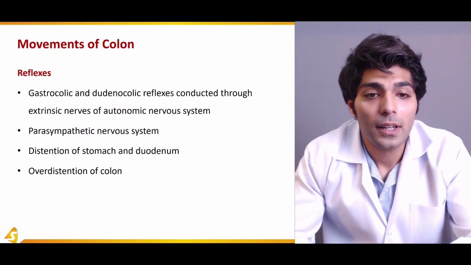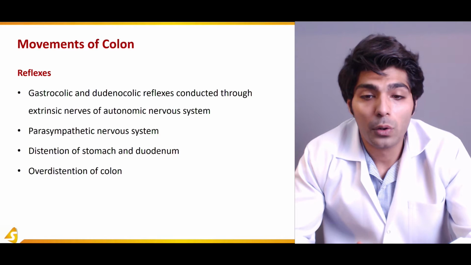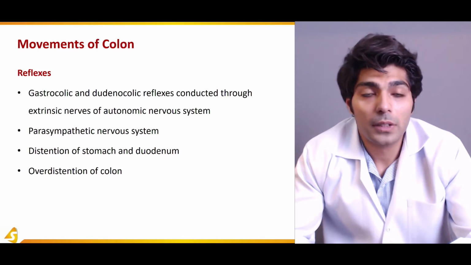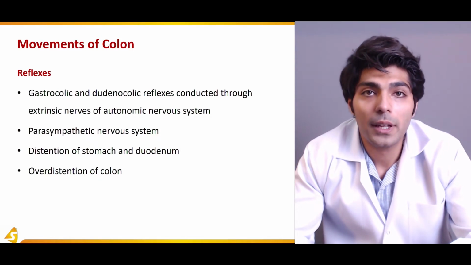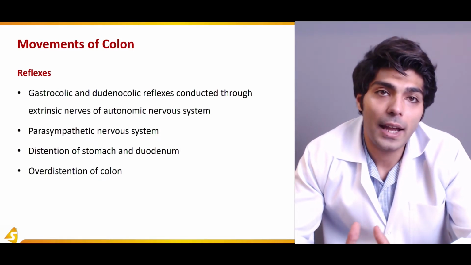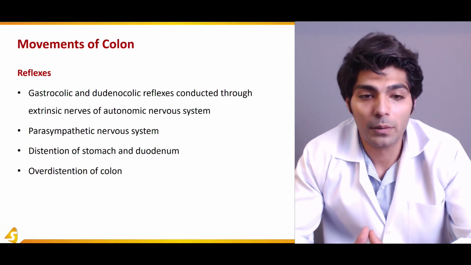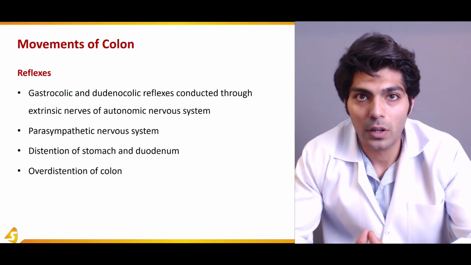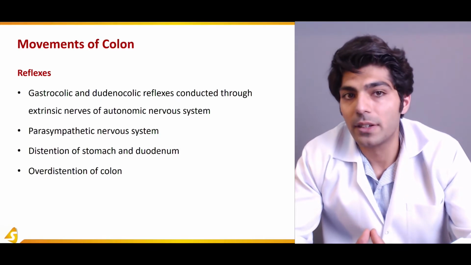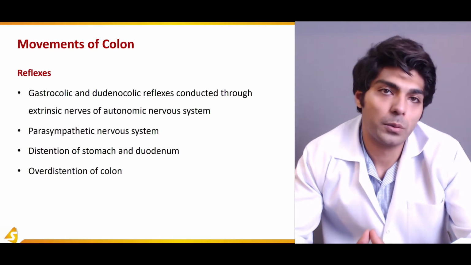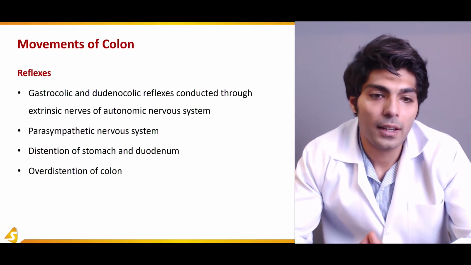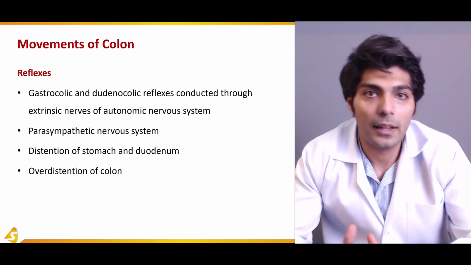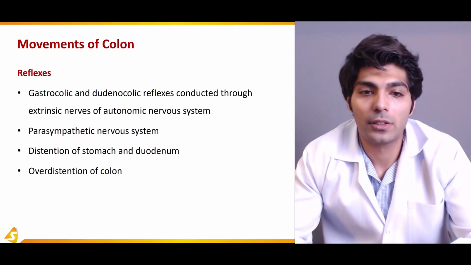Now the reflexes, gastrocolic and duodenocolic reflexes, are conducted through the enteric and extrinsic nerves of the autonomic nervous system. Then we have the parasympathetic nervous system, and the extension of the stomach and duodenum initiates the reflexes, and an over-distension of the colon by the fecal matter initiates reflexes from the colon to the brain centers, and the impulses are carried back with the extrinsic nerves of the autonomic nervous system to perform their function.